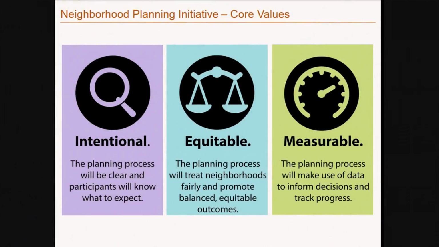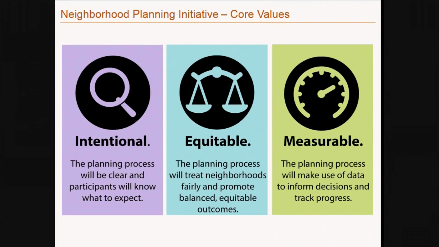And so we have a new initiative where we'd like to cover 100% of the city with neighborhood plans in 10 to 14 years. This is how we're going to do it. Our core values of this initiative is to be intentional, is to be transparent. You all don't know where we're going next. You don't know where the next plan will be. You should know, so you can start getting ready, so that it'll be clear to you all what to expect.